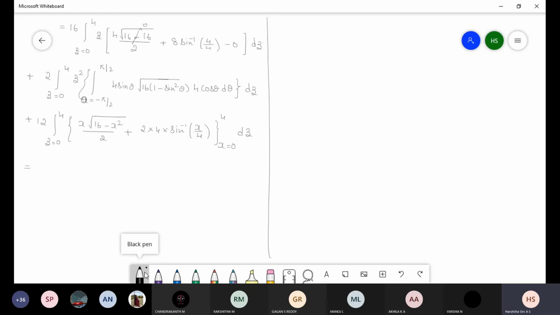Now in the above step the limit varies from z is equal to 0 to 4. Z I will write as it is. First term anyhow it will become 0. Sine inverse of 1 is pi by 2. So we get 8 pi divided by 2. So here I will write dz. Z into 8 pi by 2, because sine inverse 1 is pi by 2, into dz plus 2 into z, z is equal to 0 to 4. Here I will write z square.